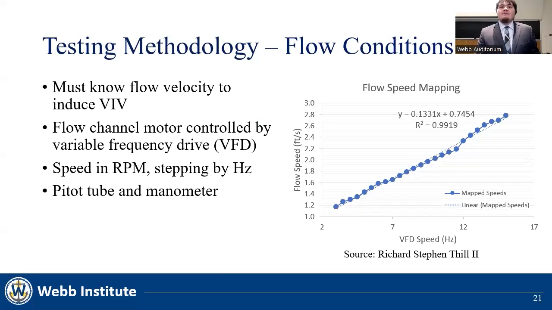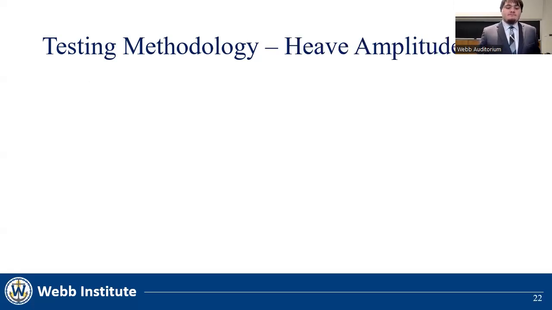This is a diagram of the flow speed mapping done this year by Richard Stephen Thill II, in which the x-axis is the VFD speed in Hertz, the y-axis is the flow speed in feet per second. The large blue dots are individually mapped data points, and the small dotted blue line is a linear regression connecting them. The R-squared value of the fit line is 0.99, indicating a very high correlation.